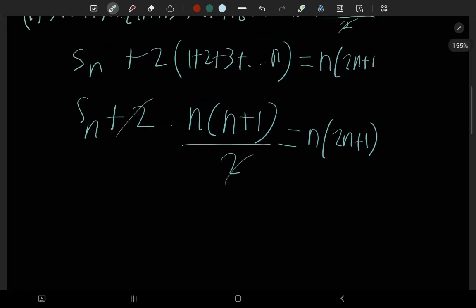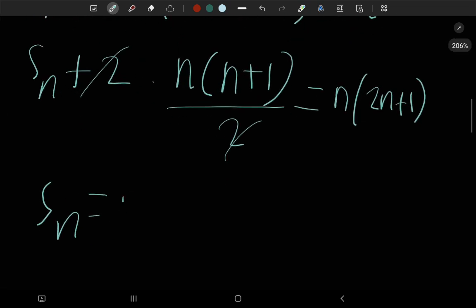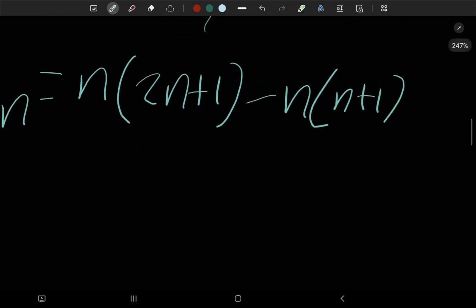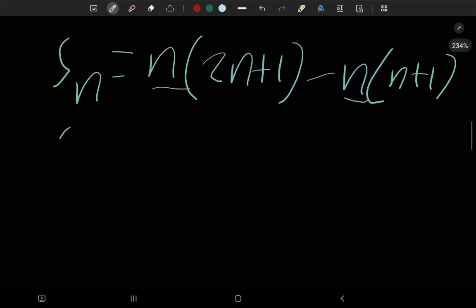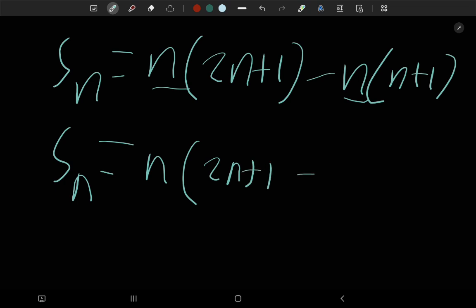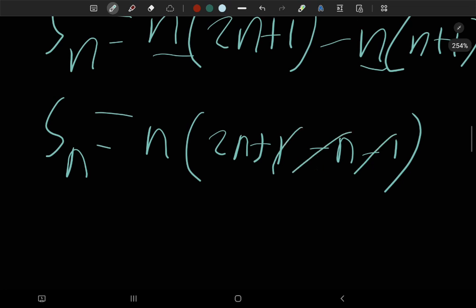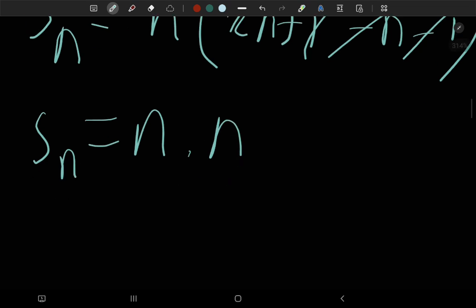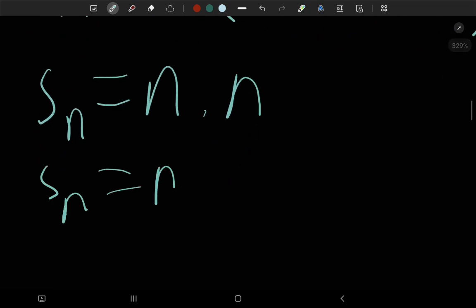We cancel out the 2 and then we move it to the other side, so that means that Sn is equal to n times 2n plus 1 minus n times n plus 1. Therefore, we can factorize and we get that Sn is equal to n times 2n plus 1 minus n minus 1. And we cancel it out. So that means that we get Sn is equal to n times n, or Sn is equal to n squared.